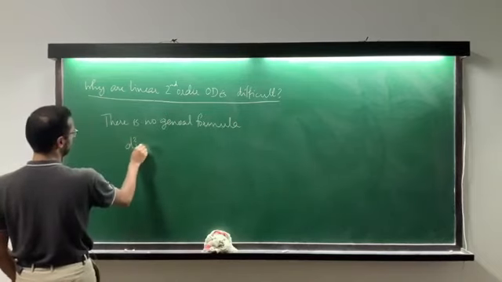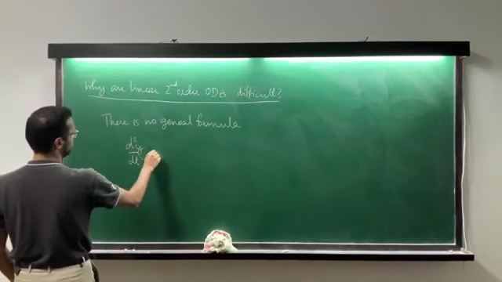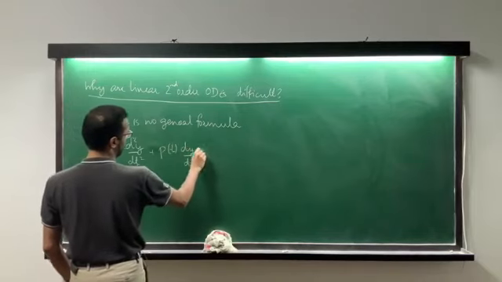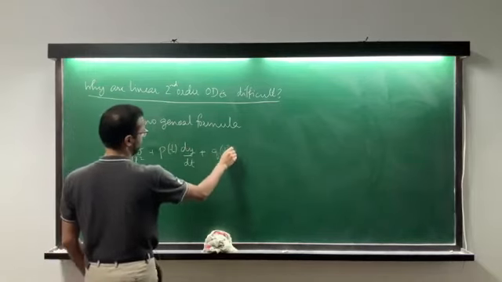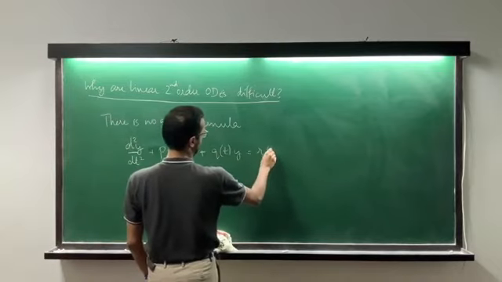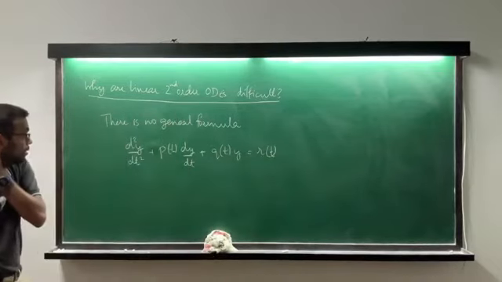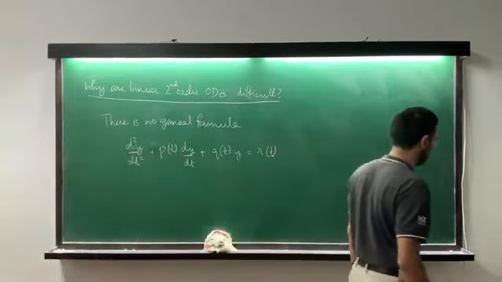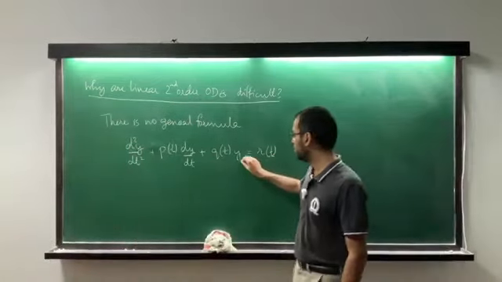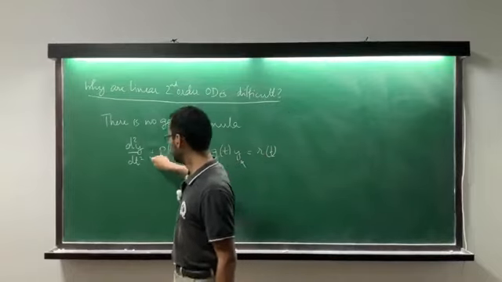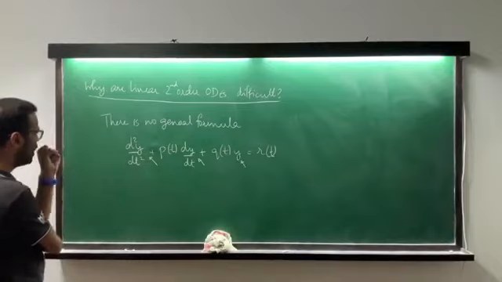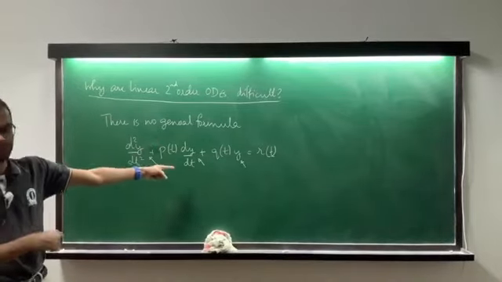So the general linear second order ODE is going to look like this. This is the general linear second order differential equation. The coefficients can of course depend on t in some nonlinear manner, it doesn't matter, but the differential equation is linear because you don't have terms that are nonlinear in y or the derivatives. And there is no general formula to solve this.